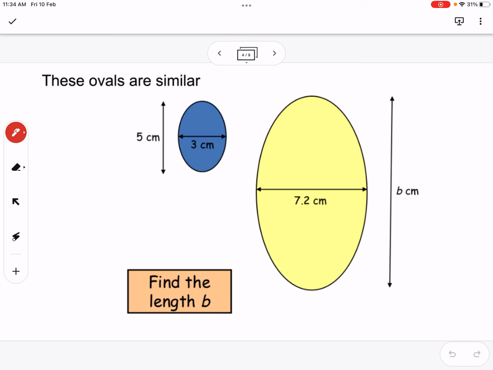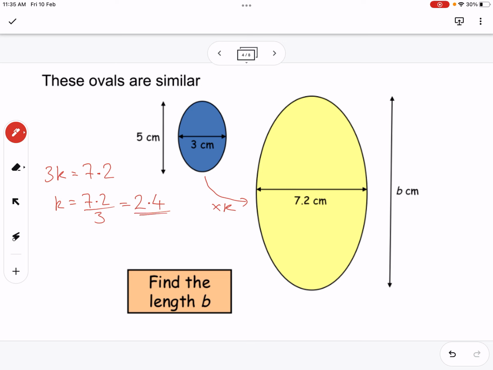So what I want to do is think about the fact that every dimension has been multiplied by this number K to get onto the bigger oval, and I want to figure out what that value of K is. What is that scale factor? So the way I could say that is I could say that 3 has been multiplied by the scale factor k, and it ended up giving me 7.2. So what is the value of k? K is going to be equal to 7.2 divided by 3, and that's going to be equal to 2.4.